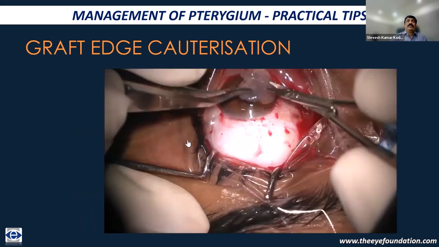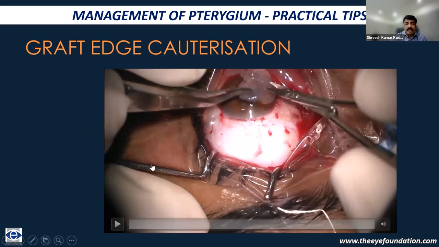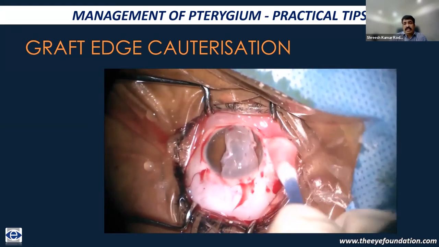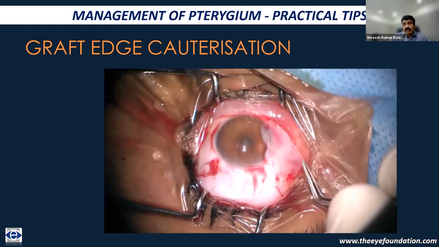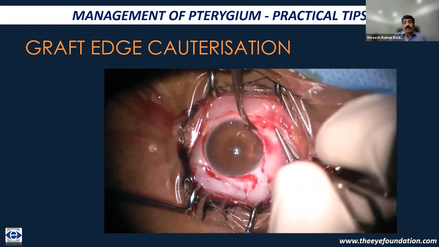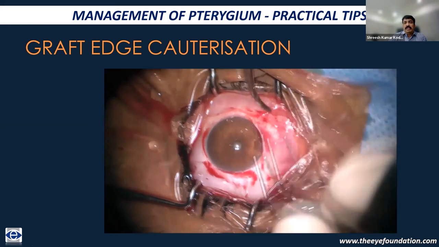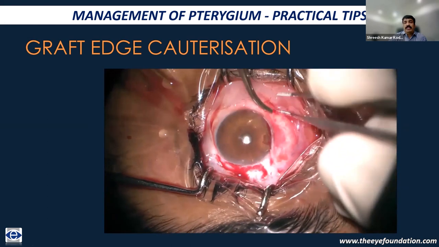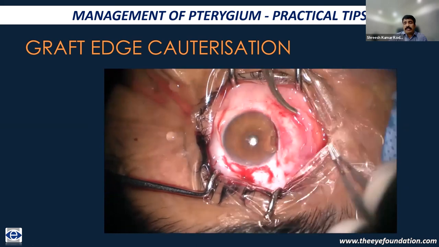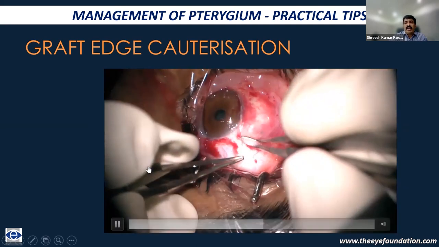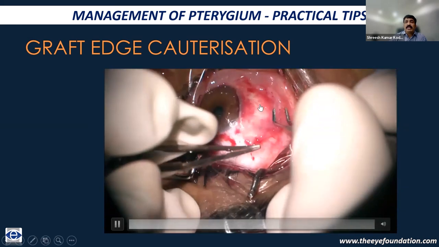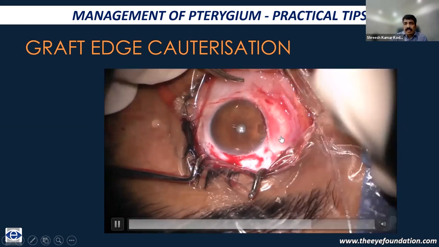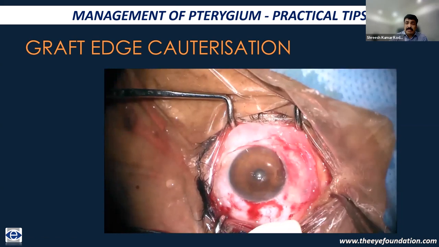Another technique of graft fixation is graft edge cauterization. See here, we've taken a slightly larger graft and are going to place it on the bare scleral bed. Once it is placed on the bare scleral bed, you just cauterize the edge using a bipolar cautery. It actually gives a double fixation, one at the graft edge, and on the bare sclera you can either apply glue or leave it on the autologous blood. So you have a double protection, and it stabilizes very fast.